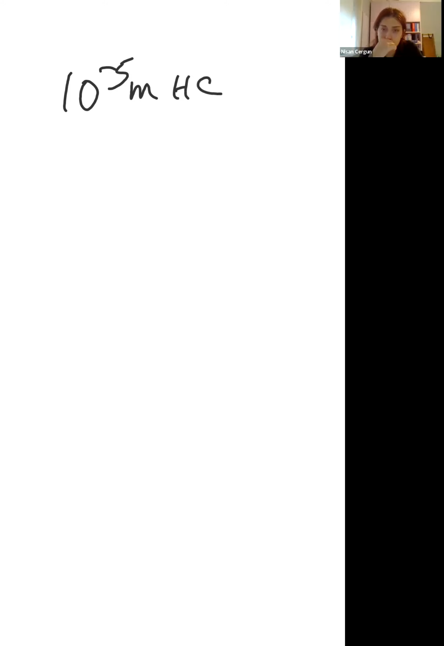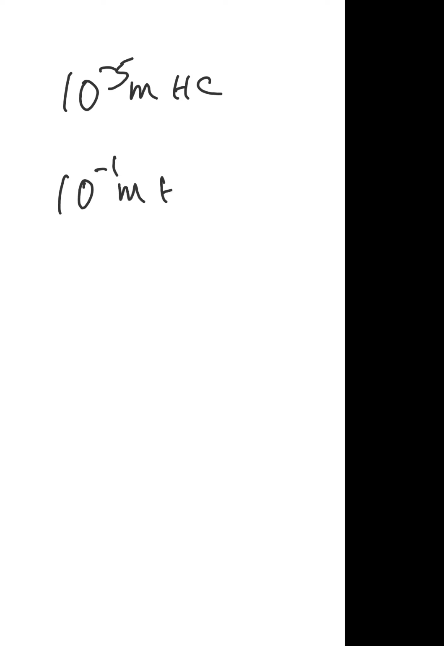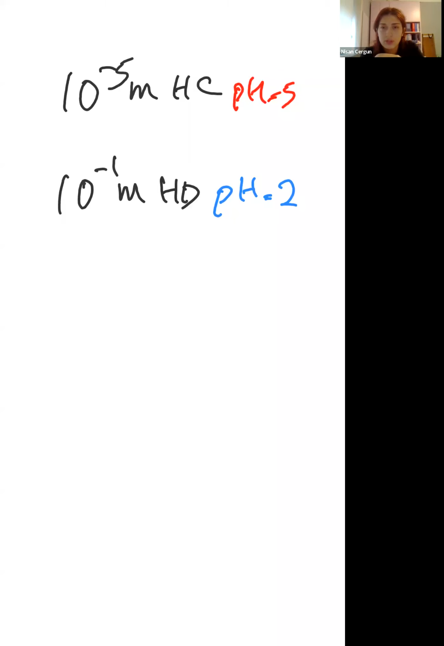For example, let's say we have 10 to minus 5 molar of HC, and we have 10 to minus 1 molar of HD. The first one has the pH of 5, and the second one will have the pH of 2. And I just want to ask you, which one is weaker? pH 5 is weaker. No, this is just the case.